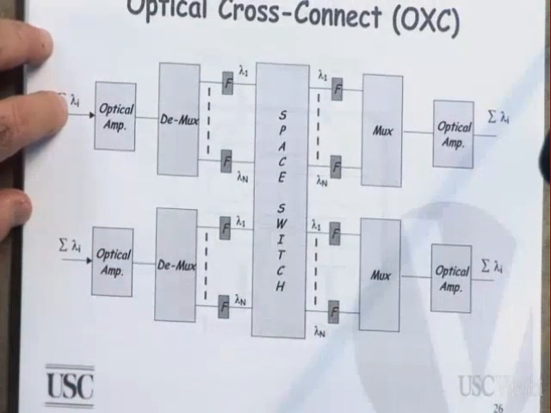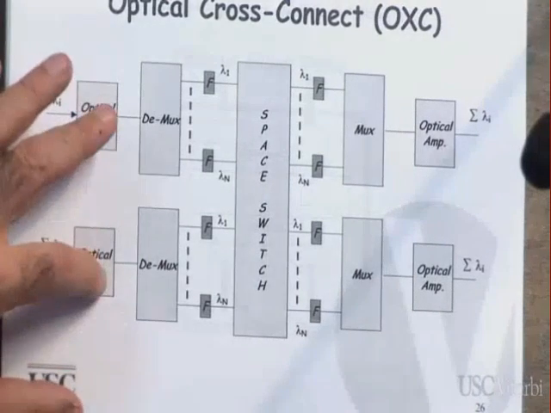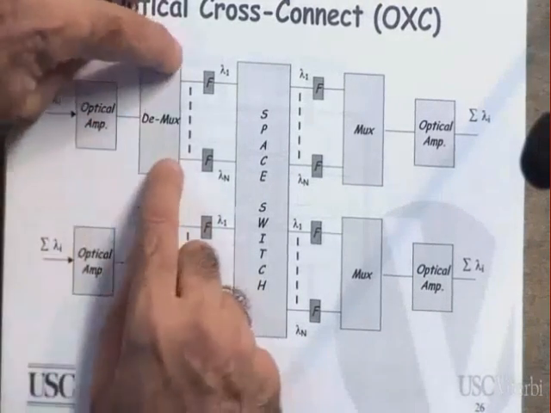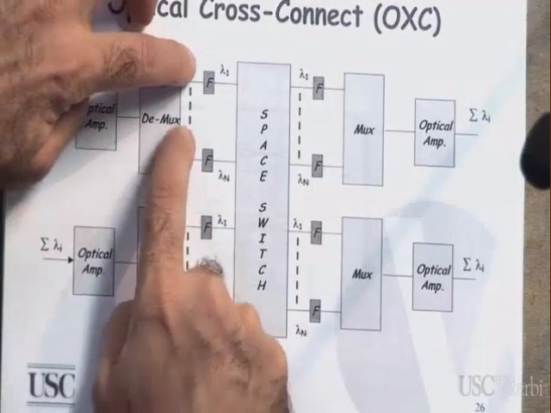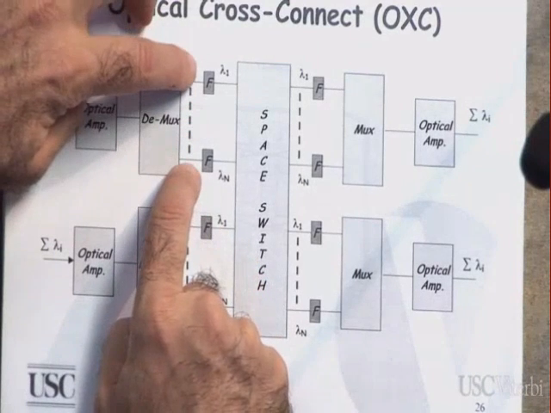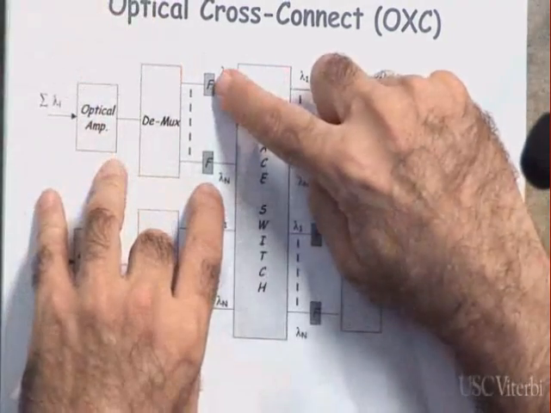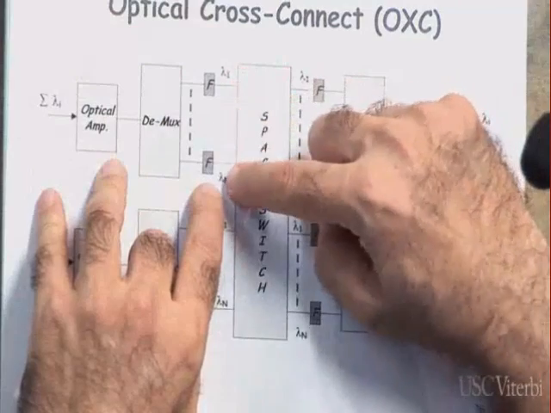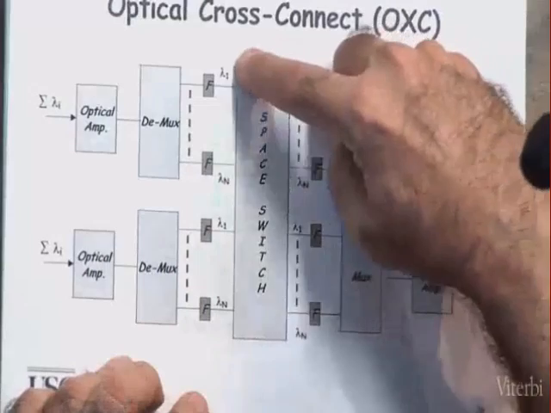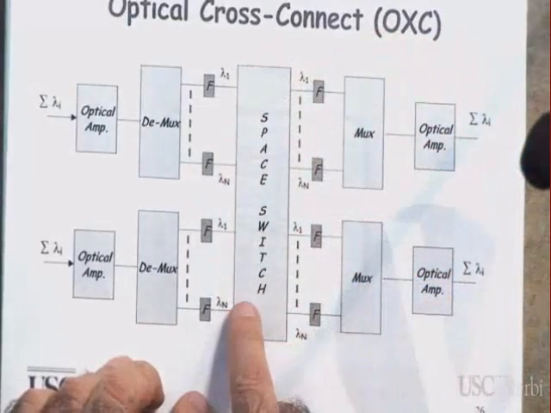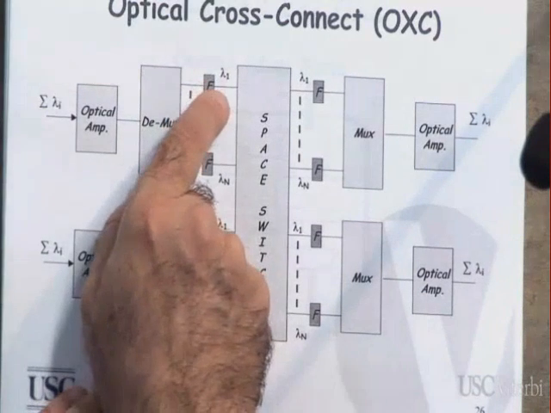Several wavelengths in here, summations of all the lambdas, lambda 1, lambda 2, all the way to lambda N. It gets amplified. Demultiplex means lambda 1 plus lambda 2 all the way to lambda N are separated. It gets filtered. This is a filter to ensure that only lambda 1 comes here, lambda 2, lambda N. And then what do I have here? I have a space switch. Remember, a space switch switches only in space.